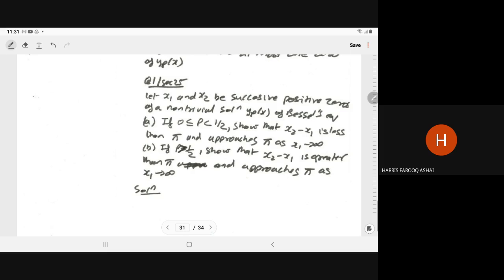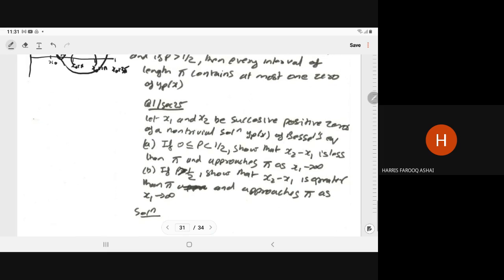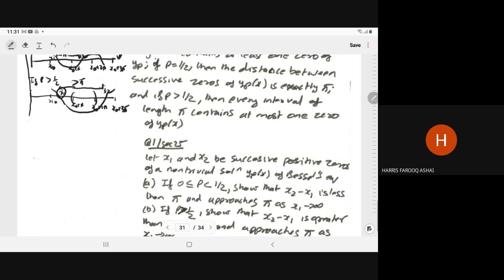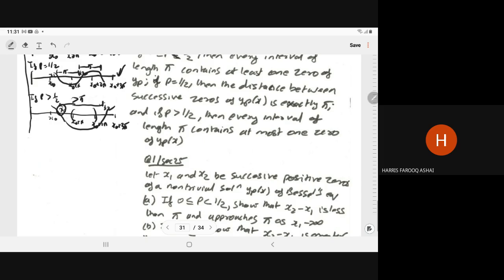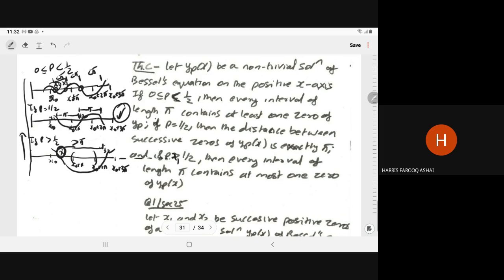Sir, what was that end statement when x1 tends to infinity? Can you repeat that? When this x1 is a very far point, at infinity, it becomes stable. At that time the gap between two consecutive zeros will be pi. In that case it tends to this model, and that also tends to this model.